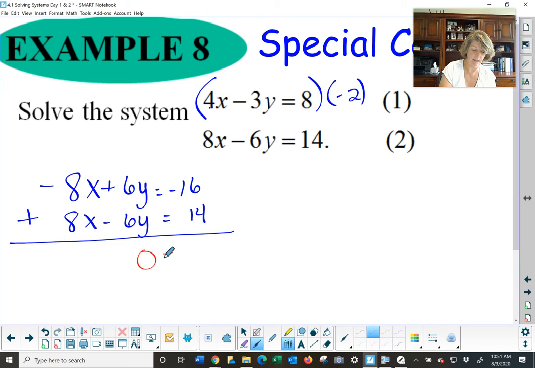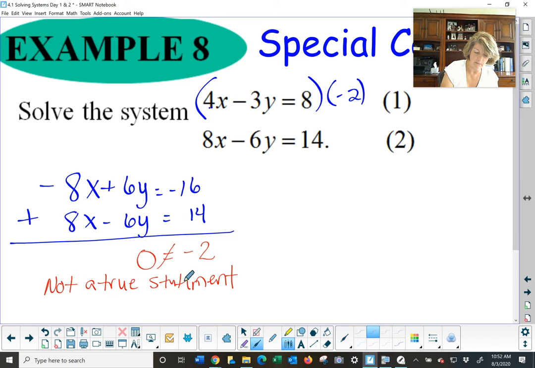I get 0 equals -2. Not equal, is it? This is not a true statement, and therefore there are no solutions. Penmanship doesn't look very good today. Not a true statement. There are no solutions.